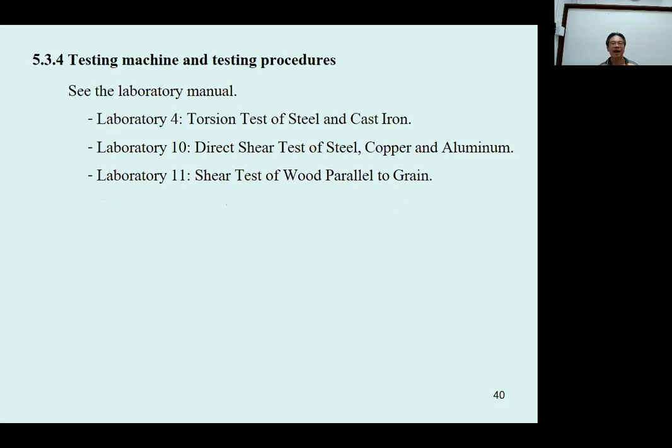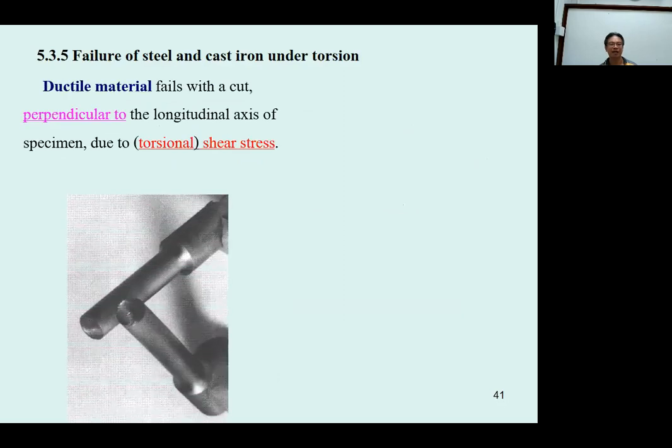And there are three laboratories talking about the shear tests for our class, okay? And the failure, the last one, the steel. If you remember the steel in torsion, the steel in torsion gets the normal stress and then fails by the shear at 45 degrees. Actually it's not called a crack, it's necking, okay? But the steel, for the torsion, the steel is a ductile material. For the torsion, the failure is like this. That means for the steel, when it's subjected to the tau, the failure of this is due to the tau. Okay, this is different from the tension test.